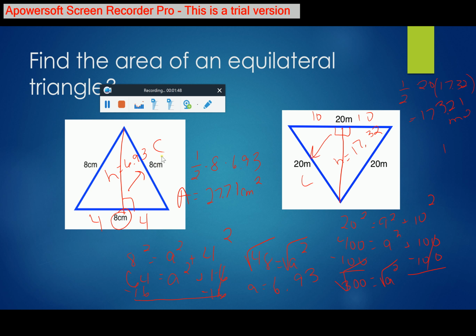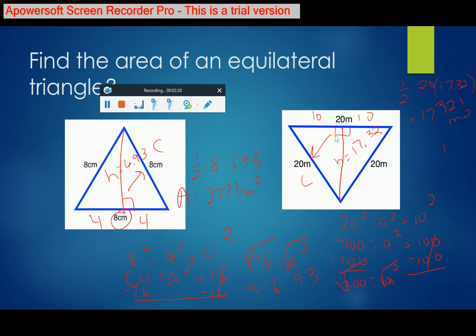We know our hypotenuse is 8, so we plug it in. 8 squared equals a squared plus 4 squared. 8 squared is 64. 4 squared is 16. We subtract it. You end up with 48 equals a squared, and you do the square root, and you end up with 6.93. And then, of course, to find the area, we plug it into the area formula, 1/2 times your base, which is 8, times your height, which is 6.93, and you get 27.71 is the area.